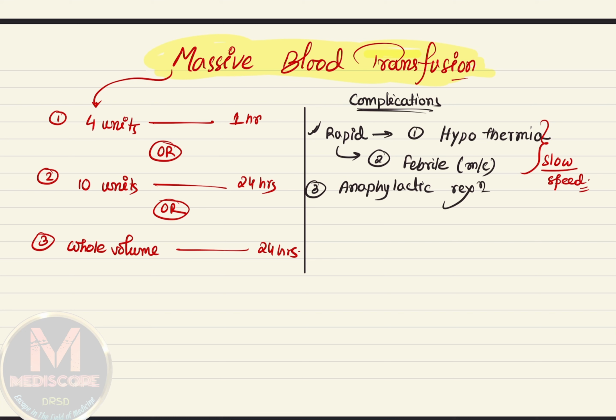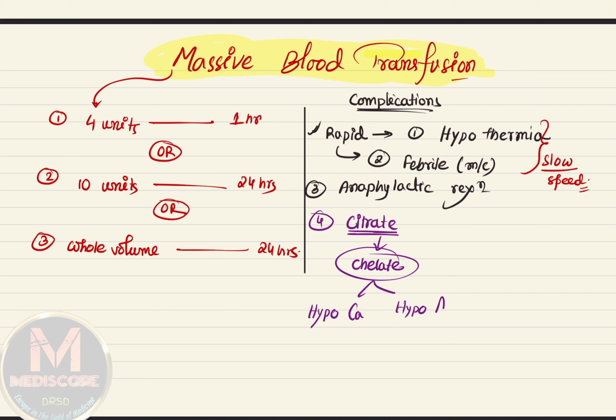Okay. In the stored blood, we have citrate as an anticoagulant. This citrate can chelate the calcium and magnesium present inside the body. So that can lead to hypocalcemia and hypomagnesemia. Also, this citrate can cause citrate toxicity. Initially, because of the citrate toxicity, there can be metabolic alkalosis, but that is transient.